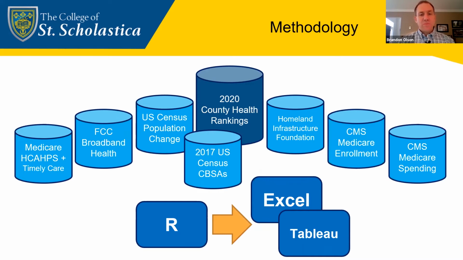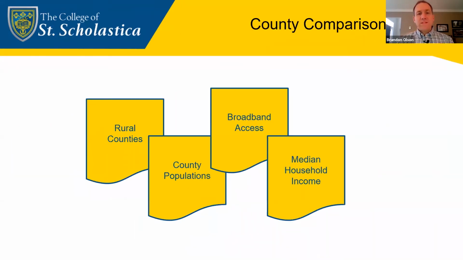We put this data together using the R package, and then moved the data into Excel and Tableau to do some further analysis. That's the data that we used for the study. First, we're going to take a look at some geographical maps of the state of Minnesota to see the counties that we consider rural, the different populations across the state, access to broadband, and also the median household income.